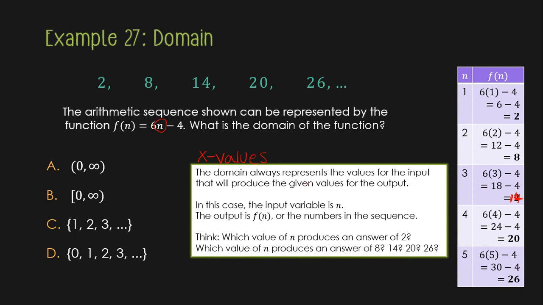So the domain are the x values, and in this case, whenever we're talking about an arithmetic sequence, we're starting at n equals 1, because this is the first term in my sequence. I'm not starting at 0, I'm starting at 1, which would mean that is my domain. So 1, 2, 3, continuing on.